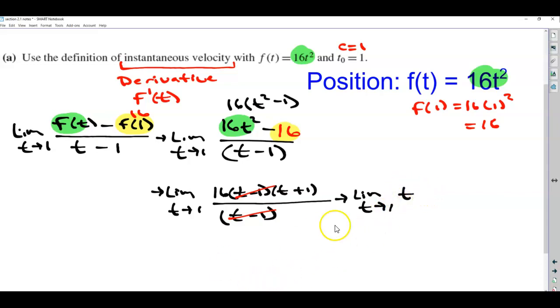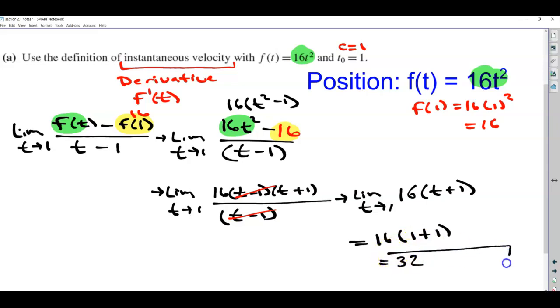Don't forget the 16, though. We got t plus 1. So if I plug in 1, I get 16 times 1 plus 1, that's 2, and I get 32.